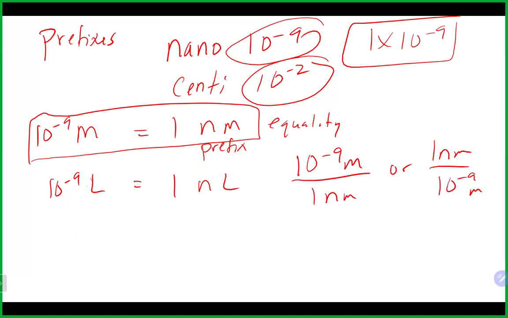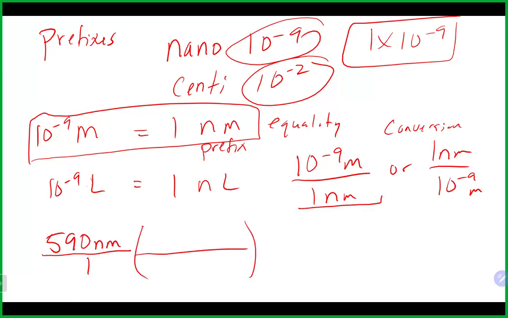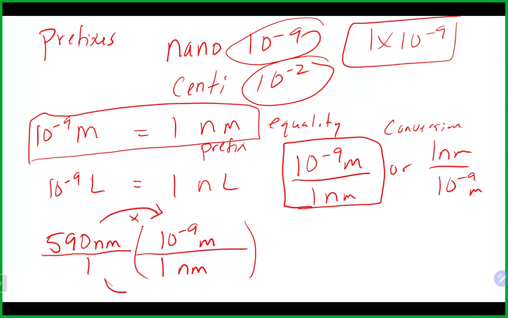Also something really important we talked about in this chapter is how to set up your problems and do your work, which is dimensional analysis. Remember, dimensional analysis uses conversion factors and opposites cancel. So if we had something like 590 nanometers and we wanted to know how many meters that was, we could think of it as a fraction. And again, nanometers are on top, so we want them in the opposite location. So we could go 1 nanometer would be 10 to the minus 9 meters.